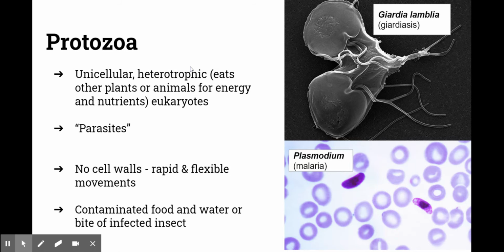Protozoa are unicellular, heterotrophic, meaning they basically have to eat other plants and animals for energy and nutrients. That's why they're called parasites. They don't have cell walls, so they can kind of squirm around and they have rapid, flexible movement. And they are typically found in contaminated food and water, but they can also be transmitted through the bite of an insect. Malaria is a good example of a protozoa. Plasmodium are parasites, and there are different types: Plasmodium falciparum, Plasmodium vivax. The list goes on.